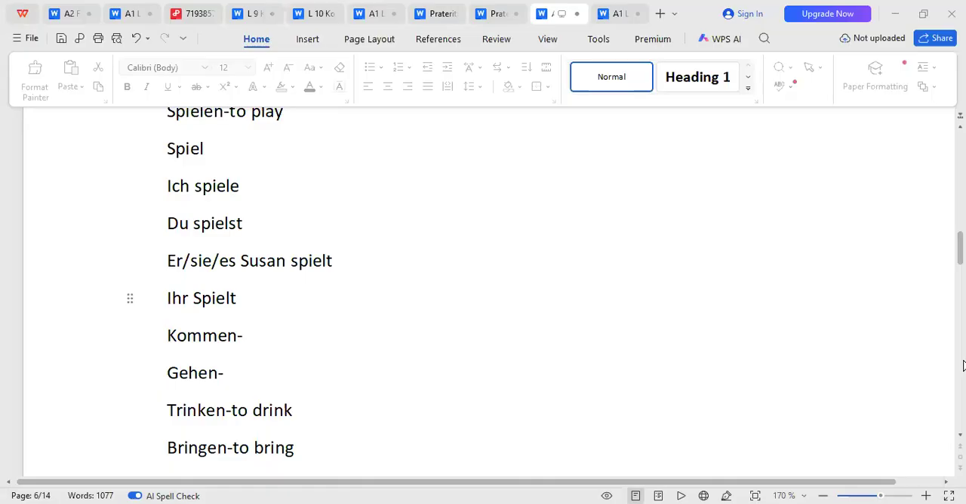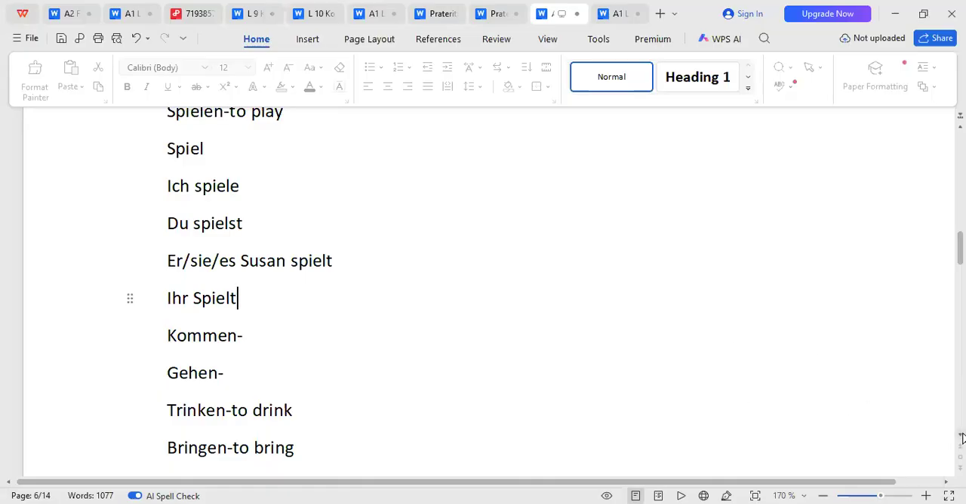Conjugation. The rules of conjugation. You can't communicate if you can't conjugate. You can't communicate in German if you cannot conjugate. So it is the first step, conjugation, which is very, very important. Very good.